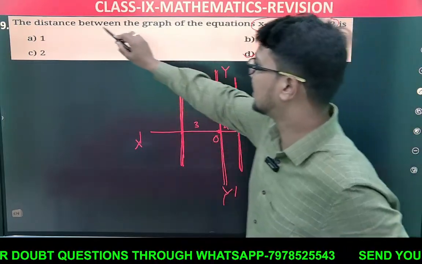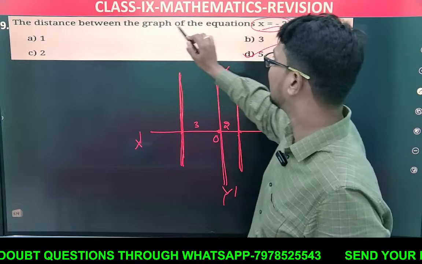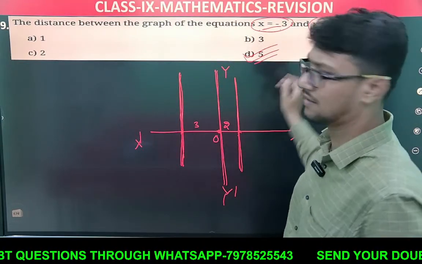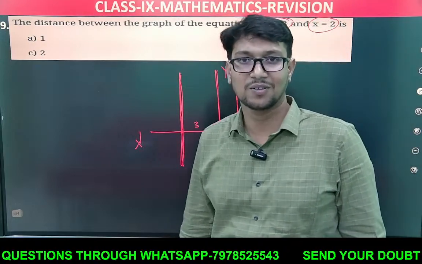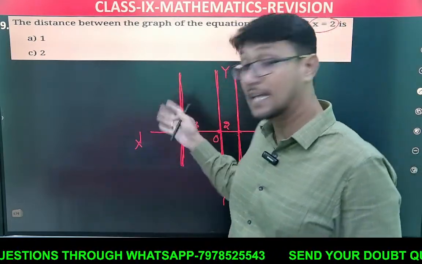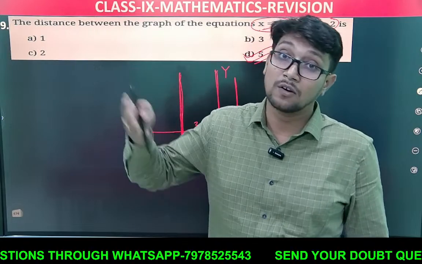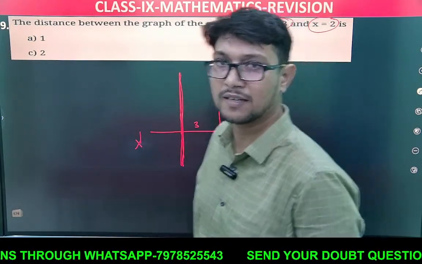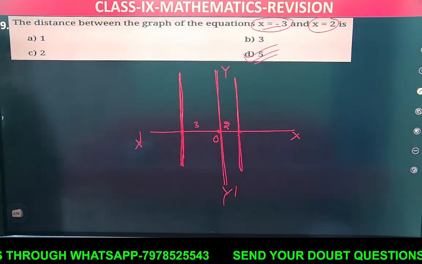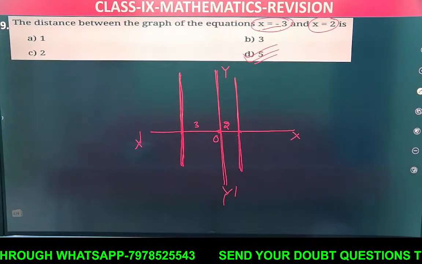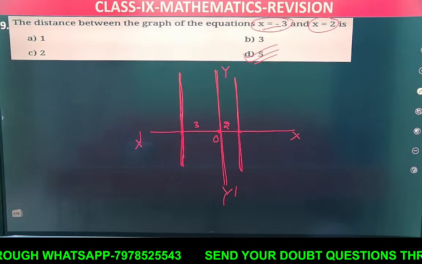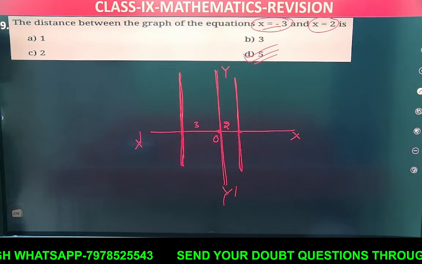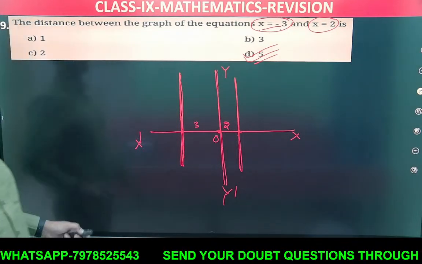The question is asking the distance between the graph of the equation, this one and this one, is how much? That is 5. I hope everybody is clear. Okay, so note it down as well as draw, because you can understand how this happens, right? I hope everyone is clear, right? Okay, let us move to the next question.